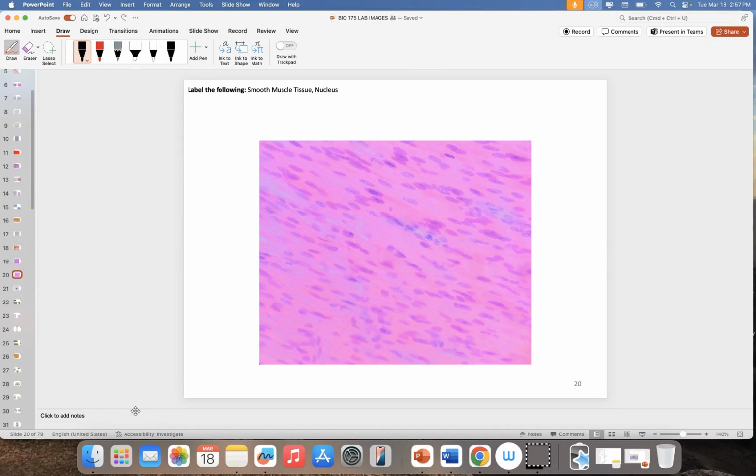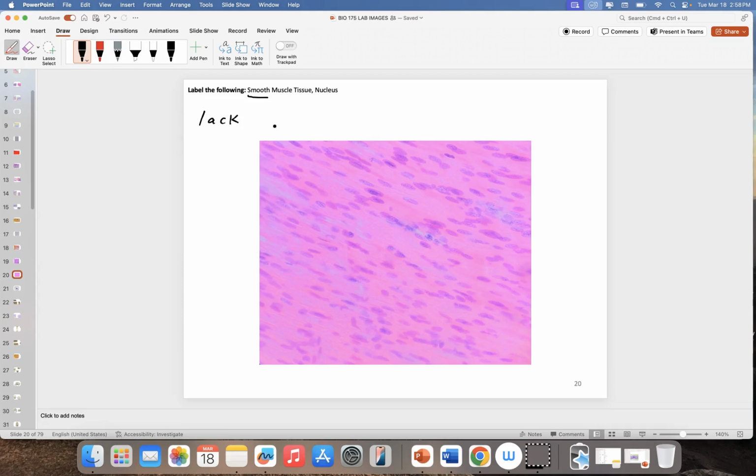We are now ready to talk about smooth muscle tissue. Remember, there are three different types of muscle tissue: skeletal muscle tissue, cardiac muscle tissue, and smooth muscle tissue. Smooth muscle tissue gets its name because it's going to lack the structures that we saw in skeletal and cardiac muscle that gave those tissues what we call a banded appearance.